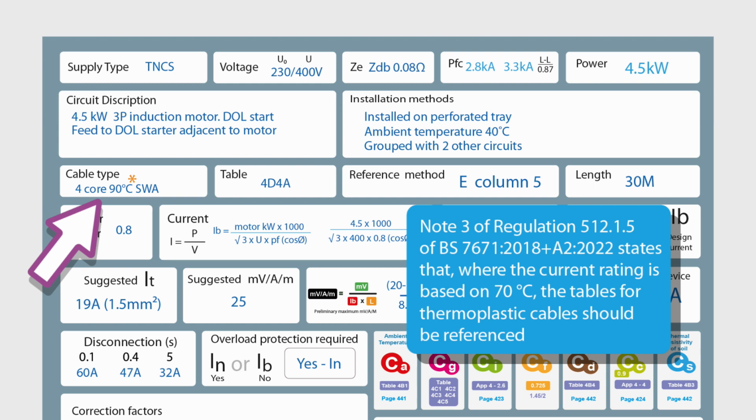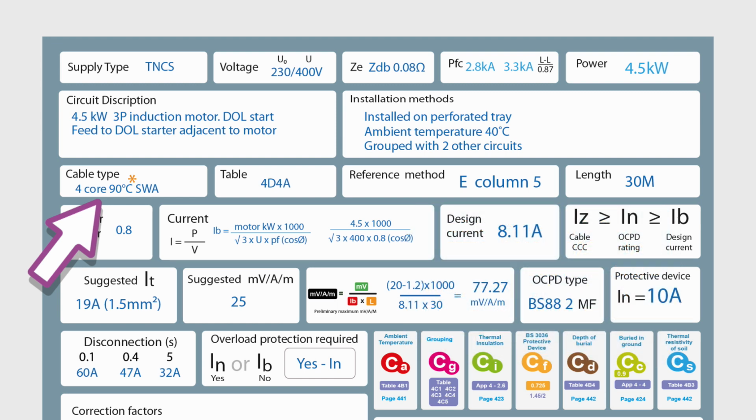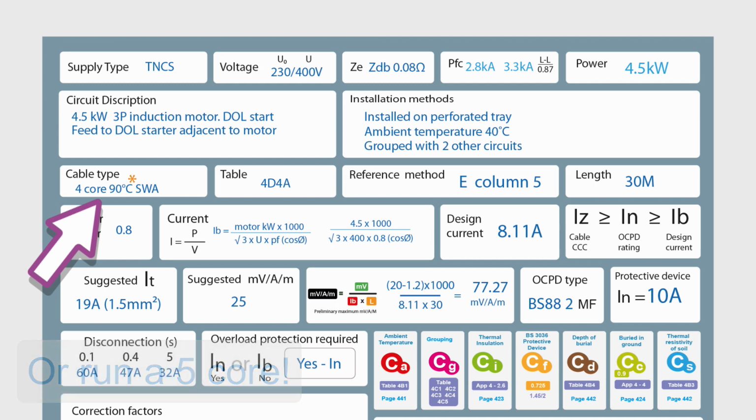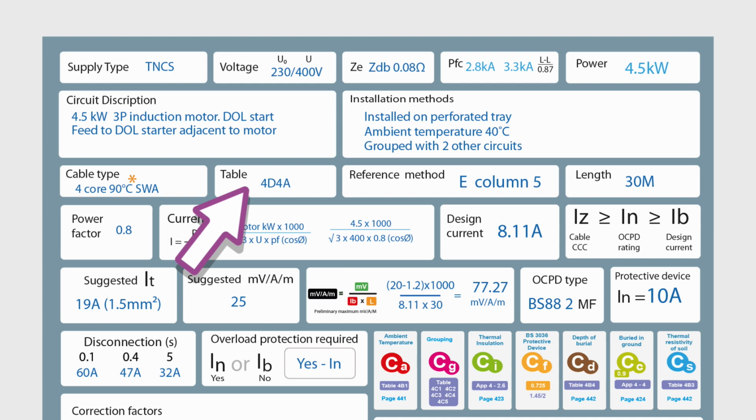In this example I've chosen a 4-core cable because we're installing a 3-phase motor, so we don't need a neutral, but you might want to take a neutral to the location. 3 cores for the 3 phases and 1 core for the CPC. Or you could use the SWA as the CPC and the other core could be for a neutral. Just depends how you utilise the cable. The table that we're going to be using for our calculations is table 4D4A. We're going to be using reference method E, which is column 5, installed on perforated tray.